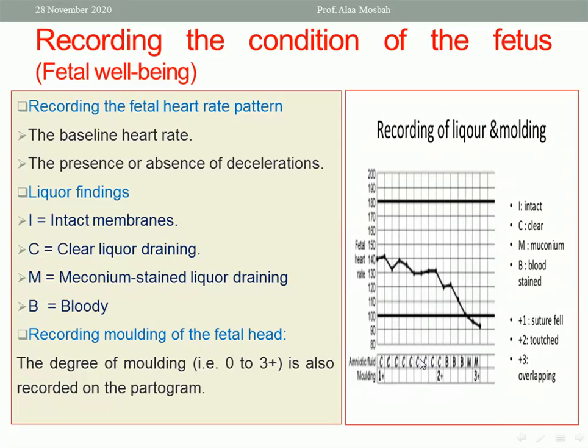What about the molding in this area? If there is no molding, we will say 0. If there is molding, we will say, is it grade 1, or 2, or 3? Here, at the start of the active stage of labor, it was 1, then became 2 after a certain time, then became 3.